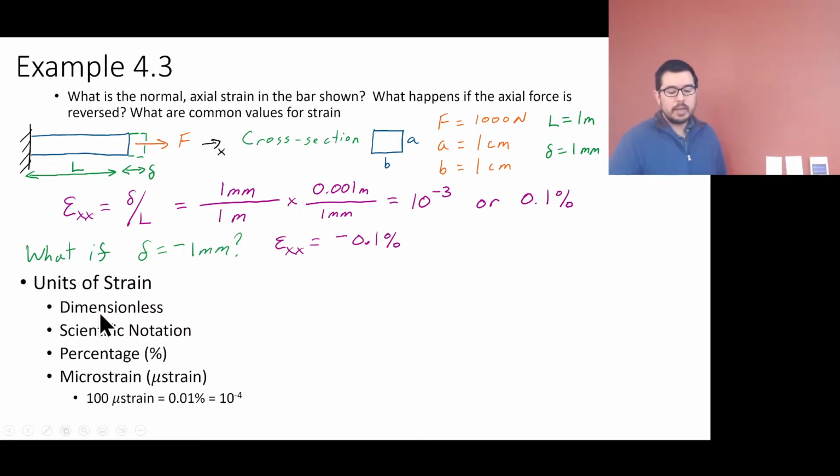So the units of strain are dimensionless. You can find them in scientific notation, like 10 to the minus 3. You can find them in percentage. And then there's microstrain. 1 microstrain is equal to 10 to the minus 6. 100 microstrain is equal to 10 to the minus 4, or 0.01%.